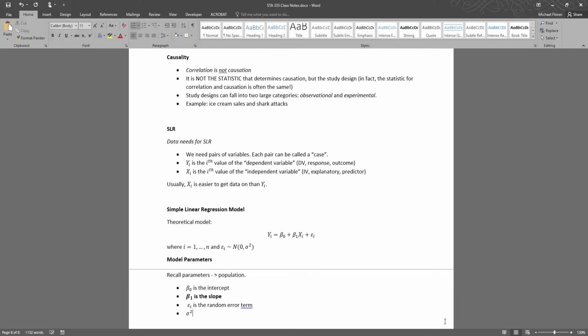Now with the error, sometimes it's useful to notice how much error there is. The term we use to describe that is sigma squared, which is the error variance, or the variation of the error term.